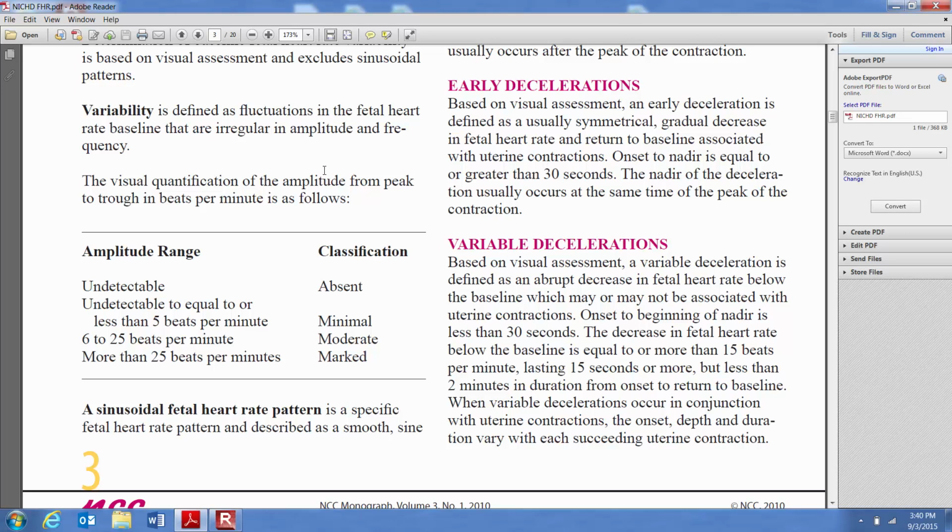The next one is marked variability. So that's more than 25 beats between those fluctuations. And that is not a great thing. Your baby is telling you, hey, I'm struggling here. I'm trying really hard to make my life better and I need your help. Okay, so marked variability needs intervention.